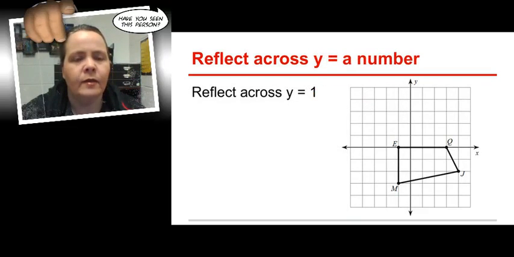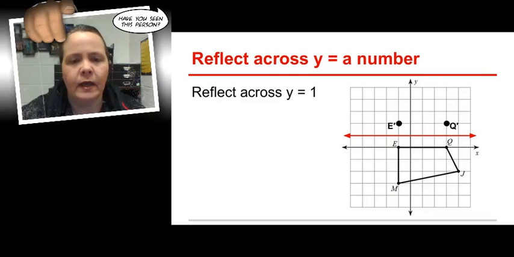Let's look at reflecting across y equals a number. Very similar to across x equals a number. We're going to go to the y-axis though this time, and we're going to find where y equals 1, and we're going to draw a line. So there's my line at y equals 1. And now we're just going to find the images of these points on the other side of that line. So if we look at Q, Q is 1 unit from that line, so its image has to be 1 unit to the other side. There's Q prime. And then we have E.